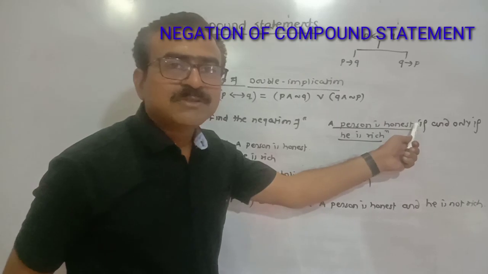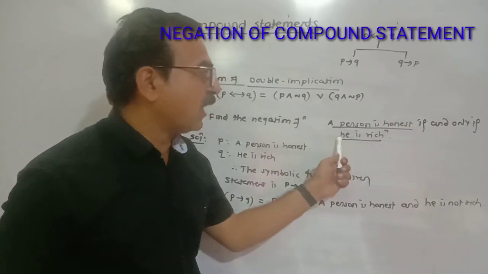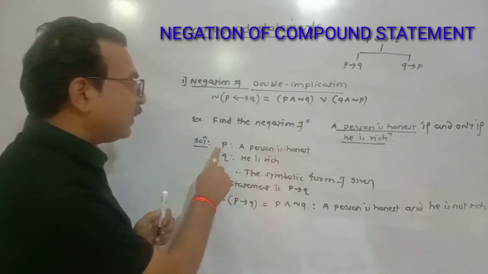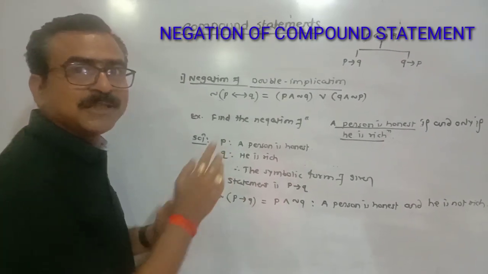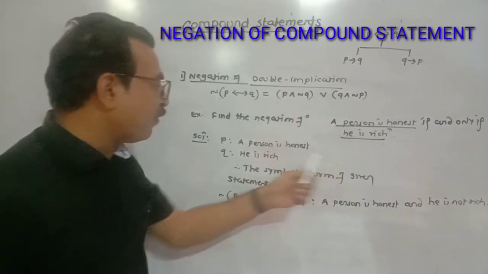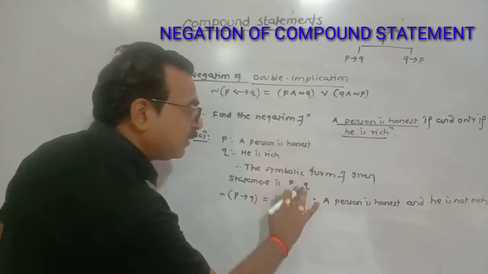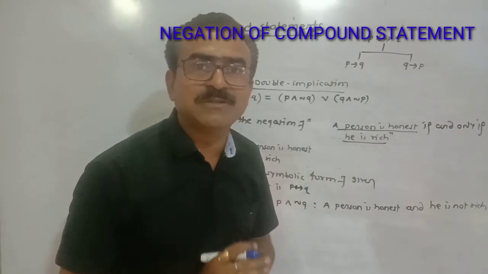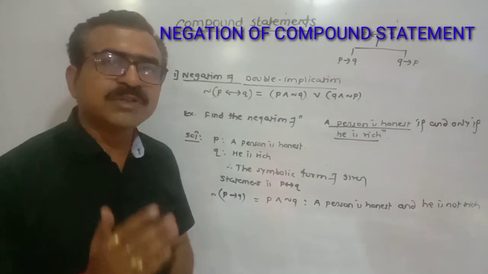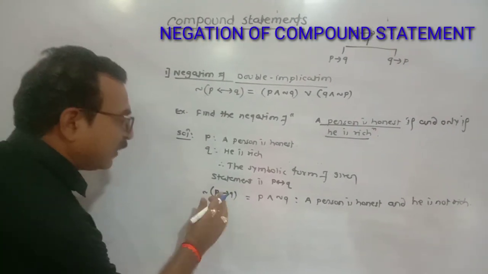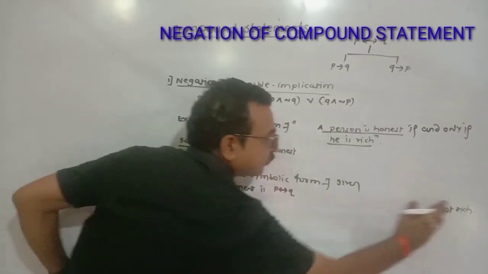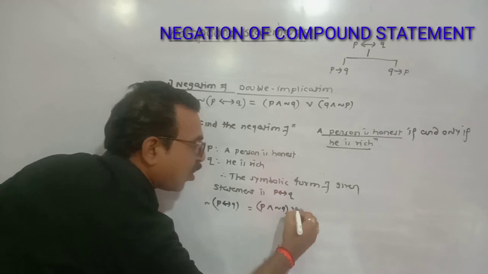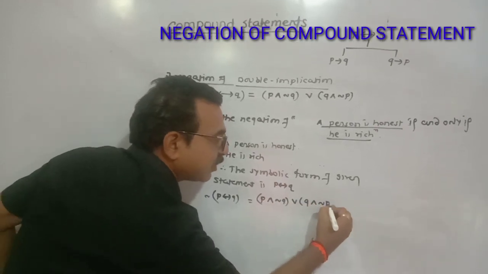Okay? So, in this example, there are two statements. A person is honest, that is your first statement, and he is rich, that is your second statement. So represent the first statement by P and the second statement by Q. So the symbolic form of the given statement is P biconditional Q, because here the if and only if connective is present. Okay. So the negation of the biconditional statement becomes P and the negation Q, or Q and the negation P.